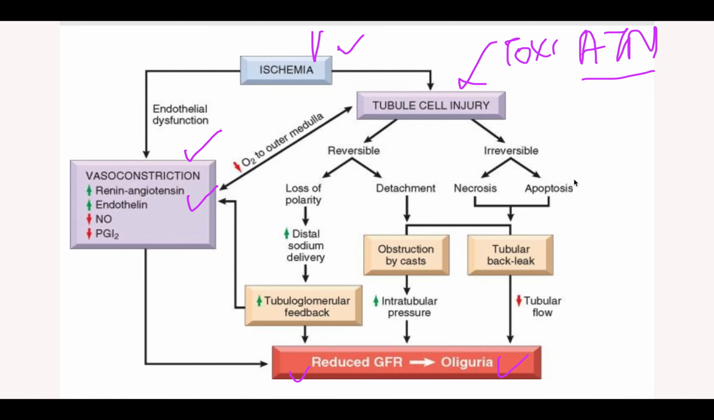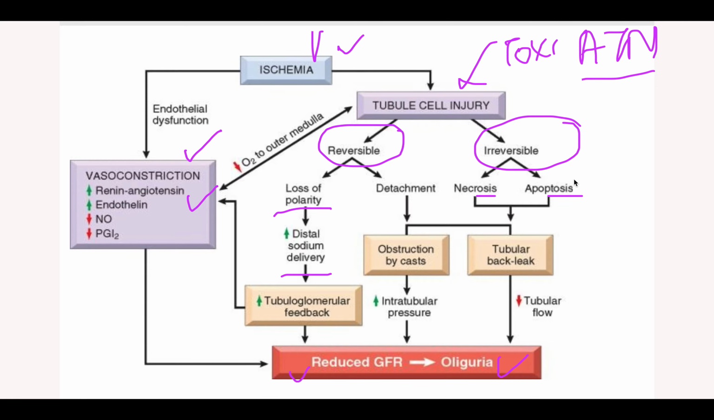Then if there is tubule cell injury, now tubule cell injury can be irreversible or reversible. If it is irreversible, that means because of necrosis and apoptosis there is direct injury to the kidney, direct injury to the tubules. But also when there is reversible injury, there is loss of polarity. This loss of polarity will cause increased sodium delivery and will increase the tubuloglomerular feedback.